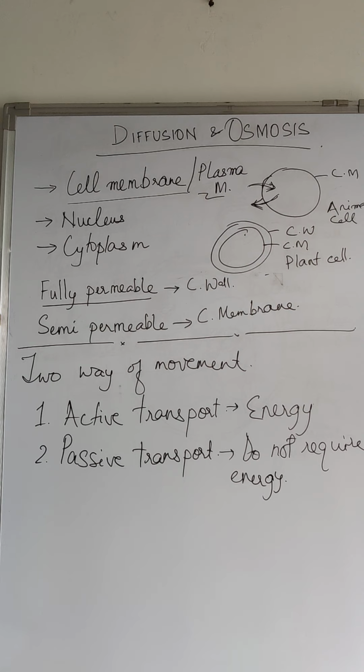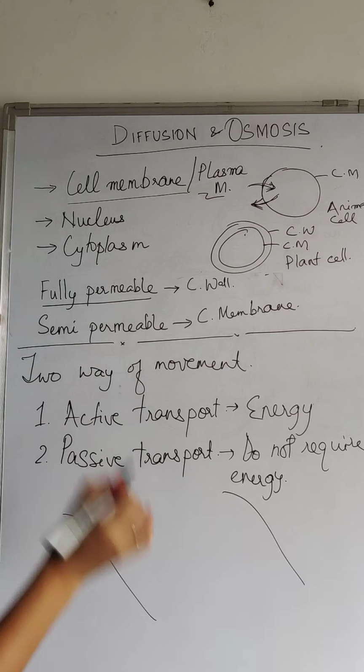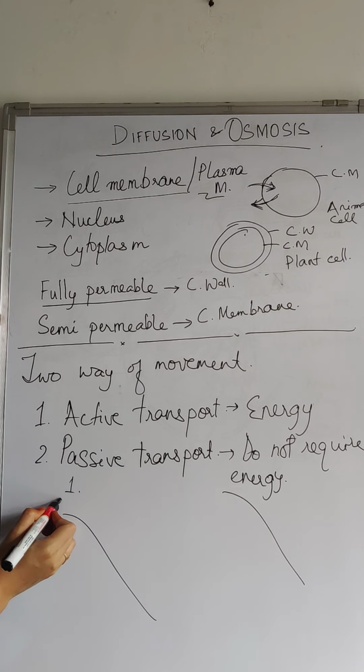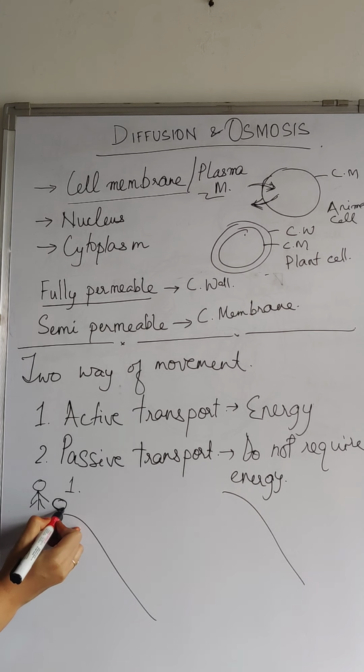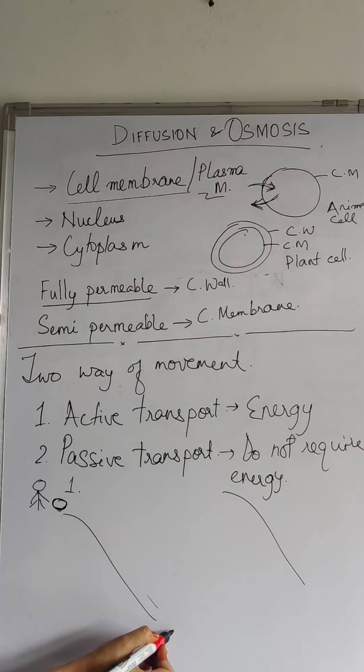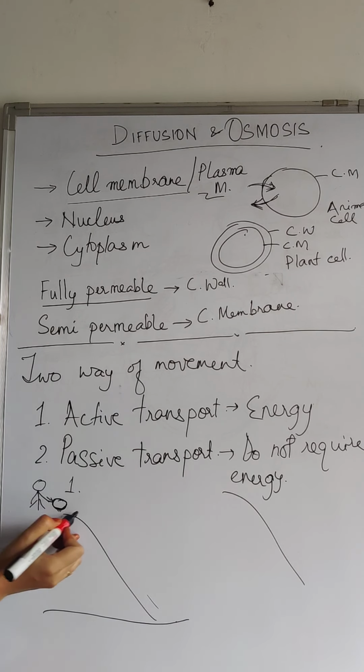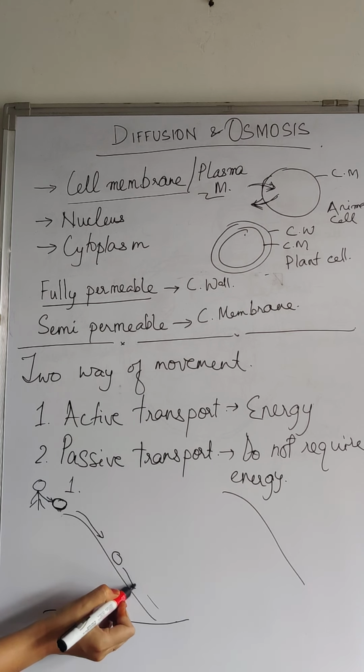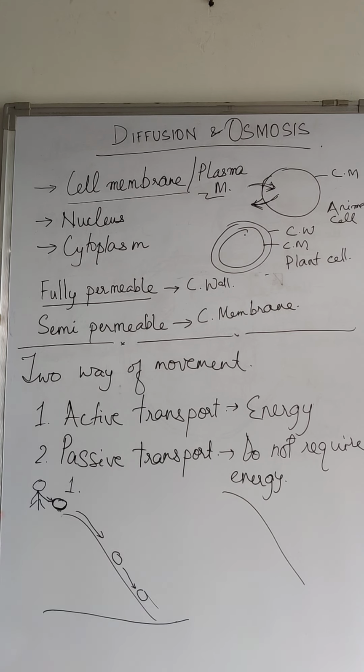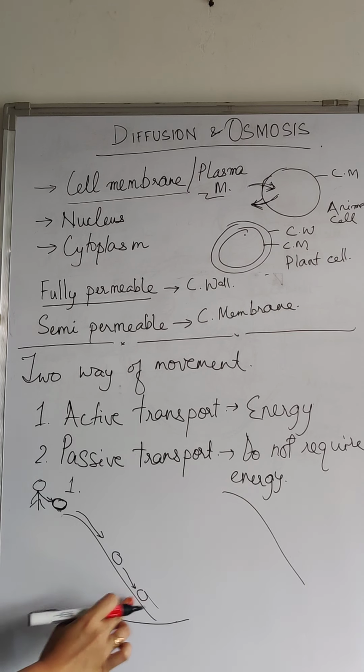Now let me explain it to you in an easier way. You are on the top of a mountain. First case, you want to bring this rock down to the ground. What will you do? You just have to push it and it will fall on its own. So this type of transport, we call it passive transport because you do not require any energy. You just have to give a push here and the rock will go down on its own.